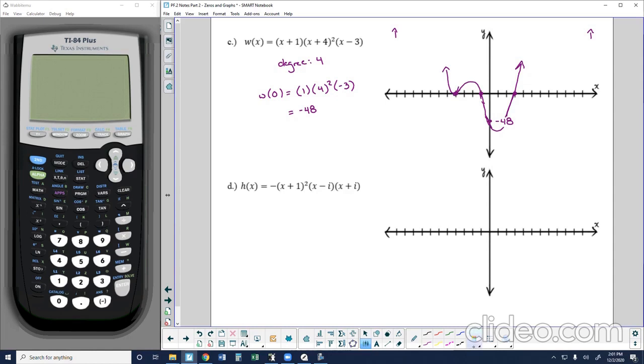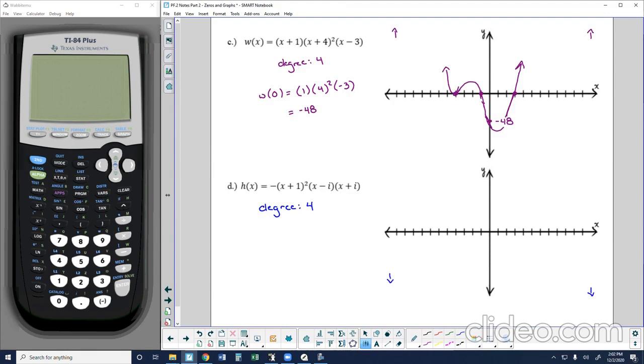H of x. So in h of x, again, we want to find the degree. Now notice that we have some imaginary units here. They still count as linear factors. So the degree for this function would be a total of 4. Because we have x plus 1 that's squared, and then x minus i and x plus i. The leading coefficient is negative, so this is going to go down to the right. It's going to go down to the left.